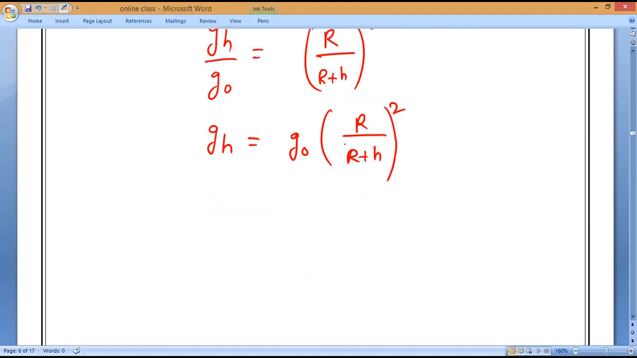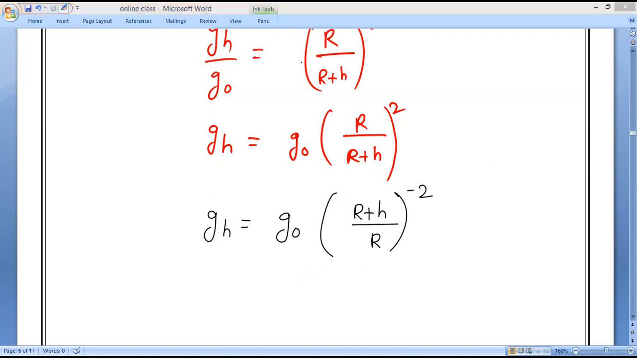Reciprocal. (R plus H) divided by R, the whole power minus 2. So it will turn into a reciprocal. The gravitational force of attraction at a particular height, g_h, is equal to the gravitational force at the surface. It is becoming reciprocal, so I will reverse it. It will become (R plus H) divided by R whole power, and the 2 will become minus 2. Have you understood this one?